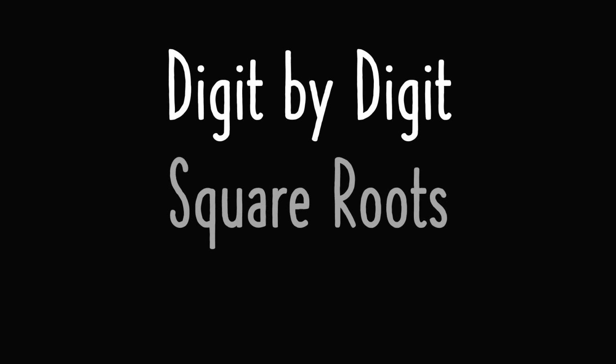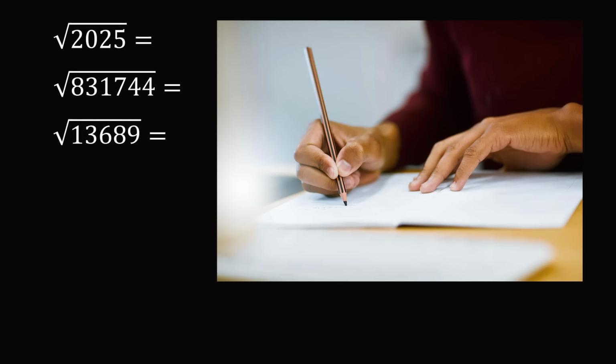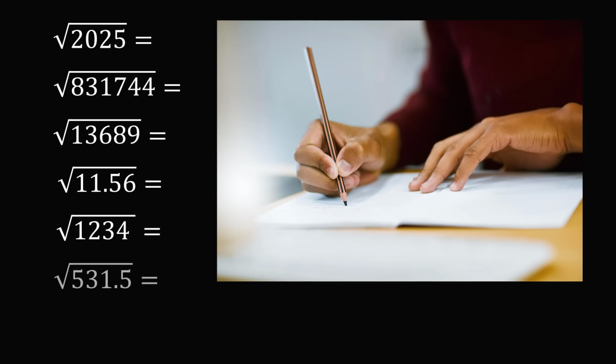But for the rest of us who are throwing caution to the wind, let me explain the digit by digit method for calculating square roots. In this video, I will describe a way you can calculate the square root of any number digit by hand, and you can calculate it to any degree of decimal accuracy. Let me begin with an example of computing the square root of 2025.